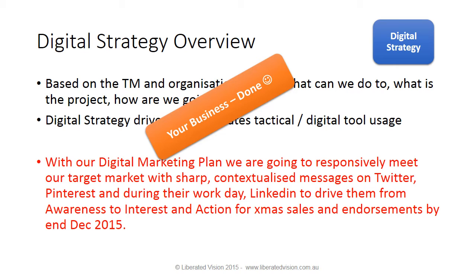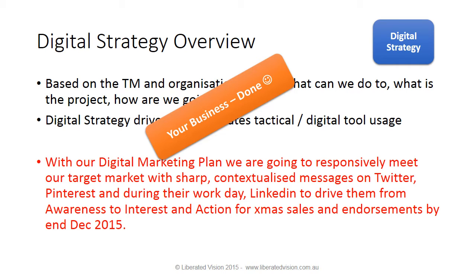So an example we put together under this one here as well, which will be specific to your business, not this example here, is that with our digital marketing plan, we're going to respond responsively, so it means we're on the job, we're doing it, we're using social media. You can see responsively means not 9 to 5, it means 24/7. It means messages based off other ambient events which might be important for you as well. So responsively meet our target market with sharp messages. So they're maybe educated, so we're going to be quick and contextualized. It's about their life, the things that they worry about, the things that they're doing.